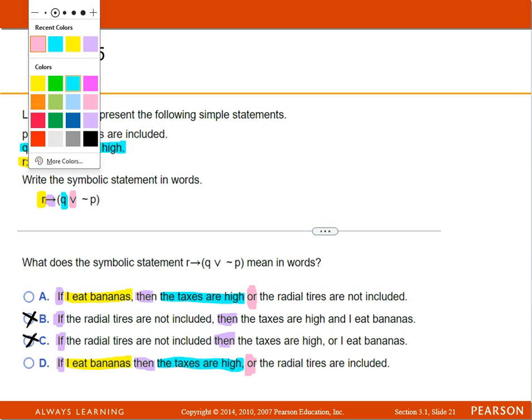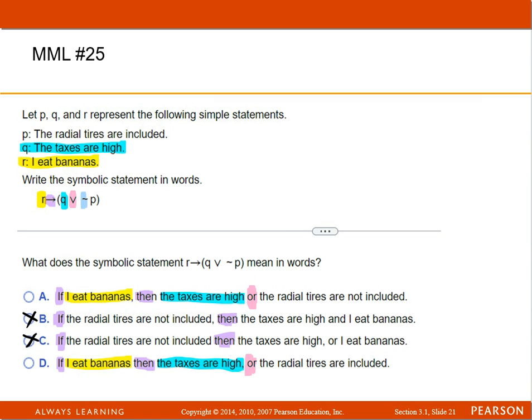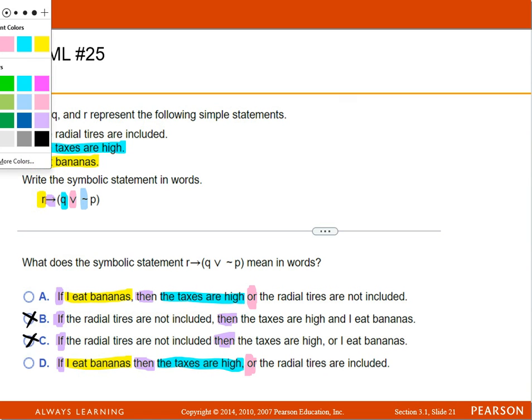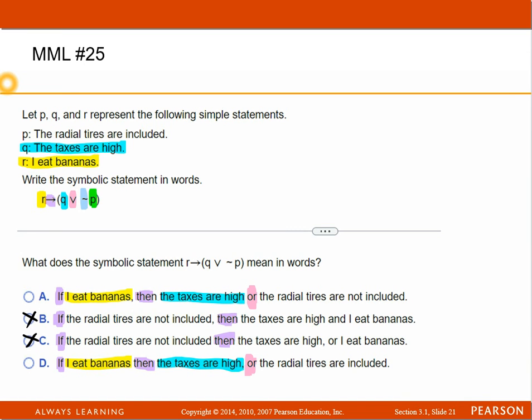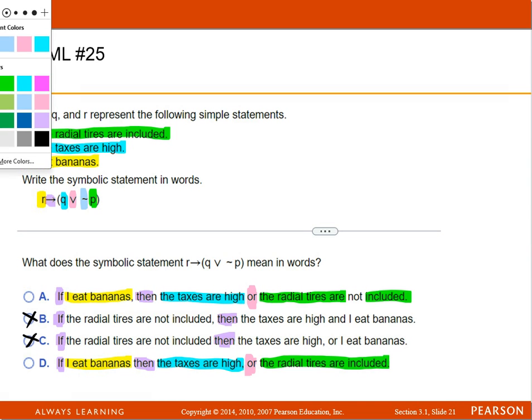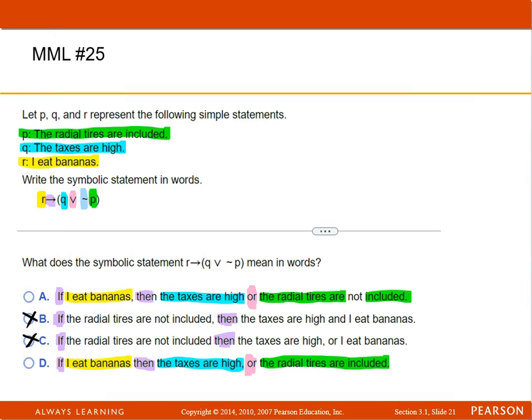But then we have a negation of P. And P is the radial tires are included. So we're looking for the radial tires are not included. D just says the radial tires are included. A says the radial tires are not included. That is the one that has the big not on it. And so A is our choice.